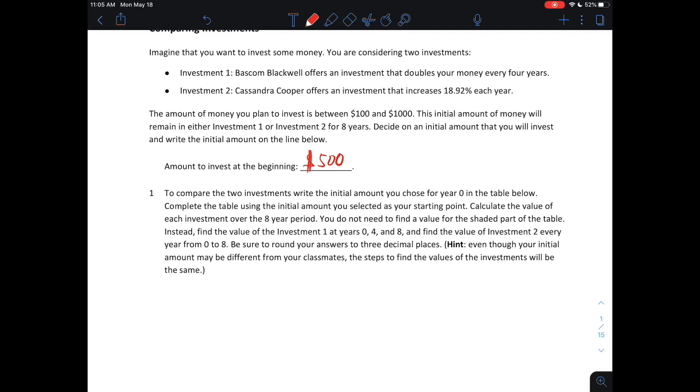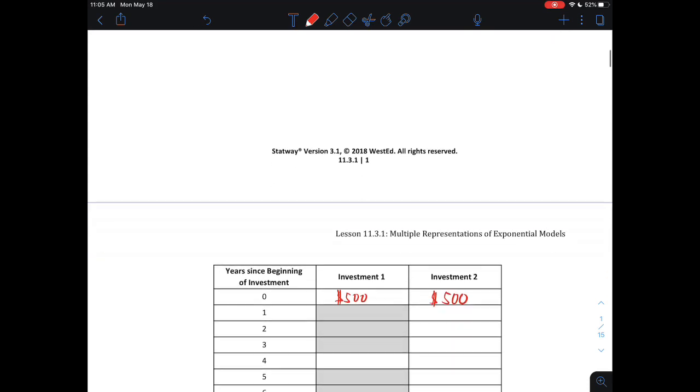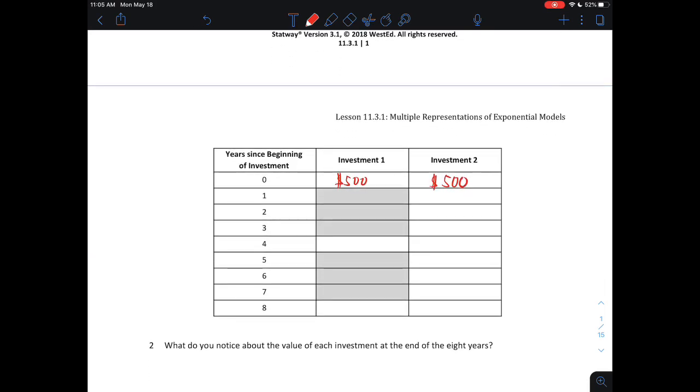This is saying if you wanted to do this on your own, you could choose your own initial investment just to see how this works. So remember, investment 1 says that the investment doubles every 4 years. So the column for investment 1 is actually pretty simple to complete. You have a beginning investment of $500. 4 years later would be the row that has 4. It would double. So 500 doubled just means $500 times 2, which is $1,000.